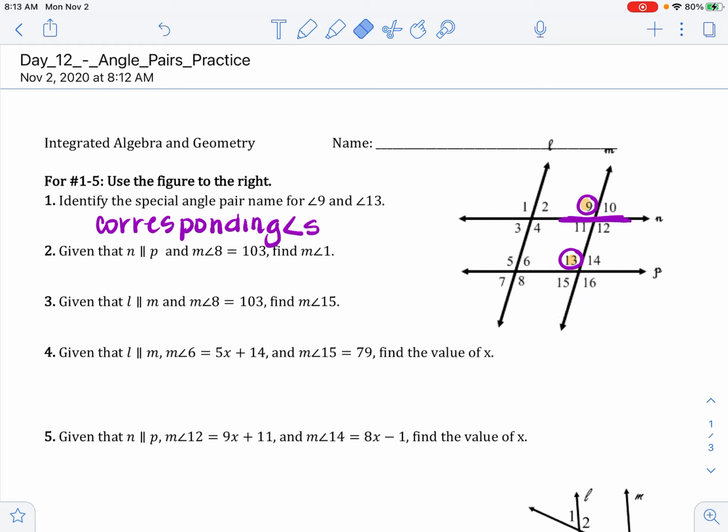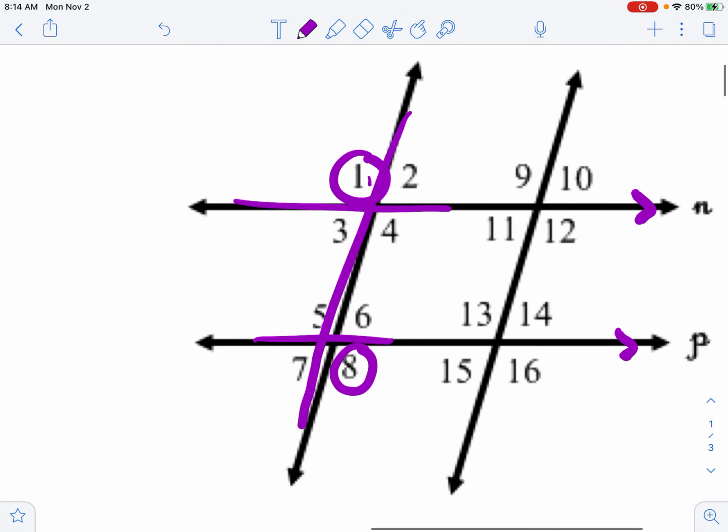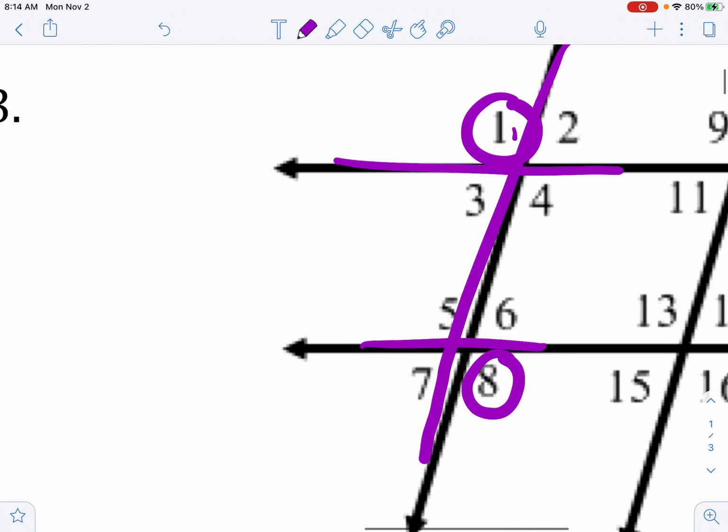Okay, next it says, given that N is parallel to P. So now they are telling us that the lines are parallel, N and P are. So given that N is parallel to P, and angle 8 is 103 degrees, find angle 1. So now let's look at 8 and 1. So here's 8, and here's 1. So here are my parallel lines. Here's my transversal. What kind of angles are those?